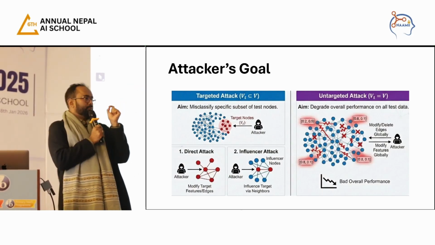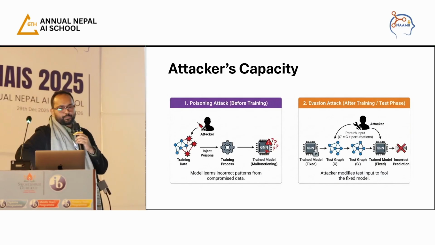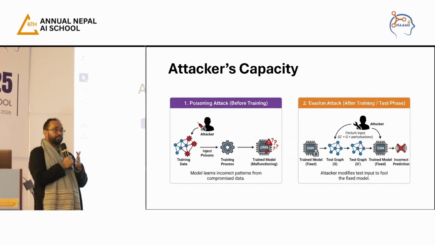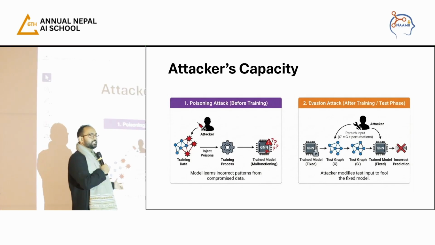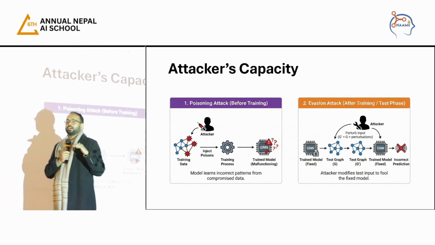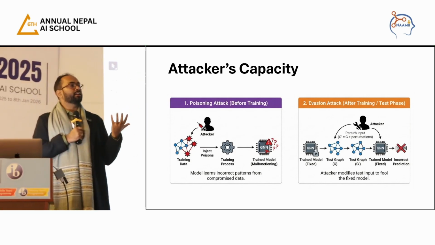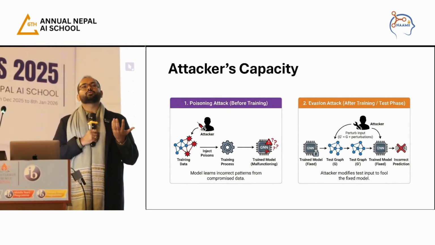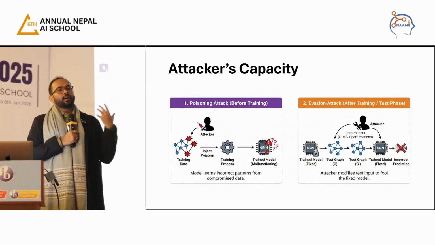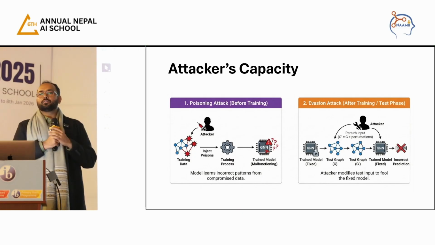Furthermore, there are two different types of attacks: the poisoning attack and the evasion attack. A poisoning attack is when you attack the data before training, so your training data itself is noisy. The second, the evasion attack, is when the test data that you will be dealing with is noisy.